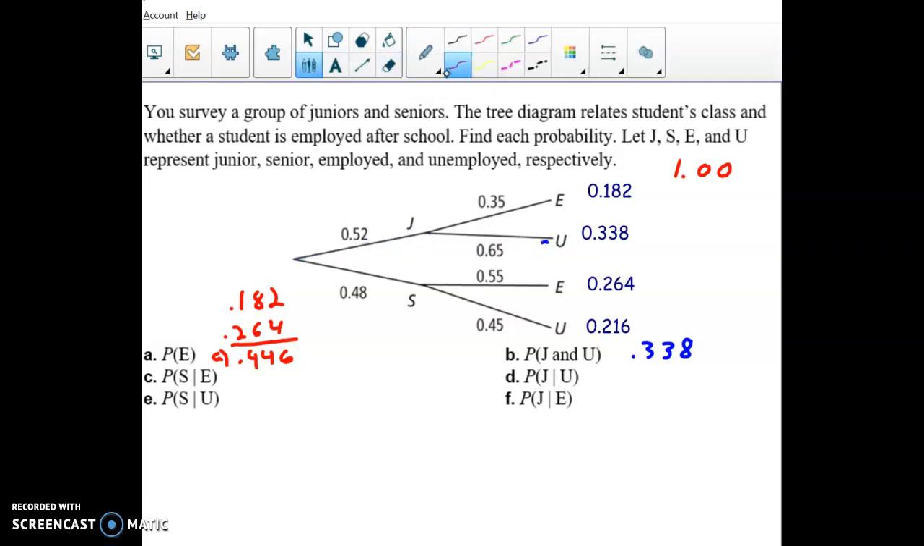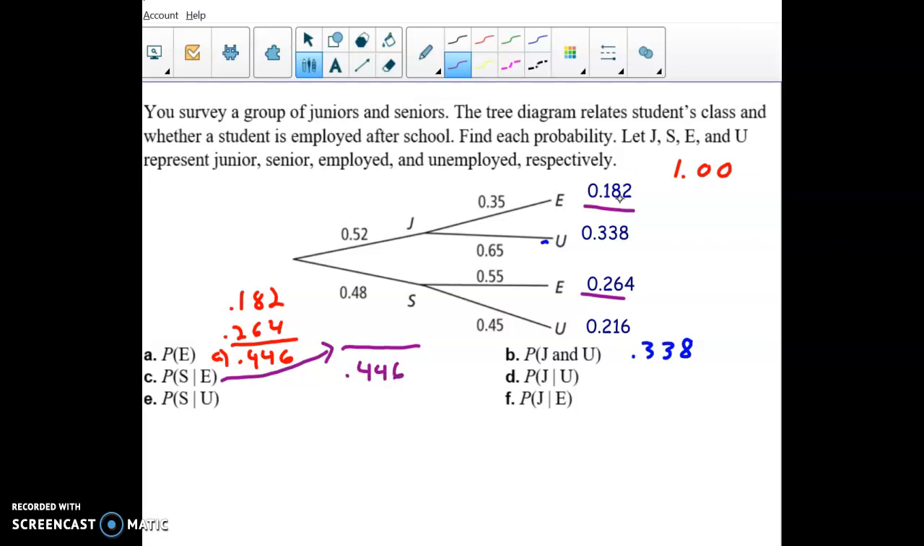Okay, so now getting to the real tricky ones, the given that. Again, see if you can read letter C here, because I think that'll help you. What it's saying is the probability you're senior given that you're employed. When it says given that you're employed, that means you're only looking at the employed numbers, right? So our bottom number is those two things added together, which I actually did in letter A. So our bottom number is 0.446, the employed.